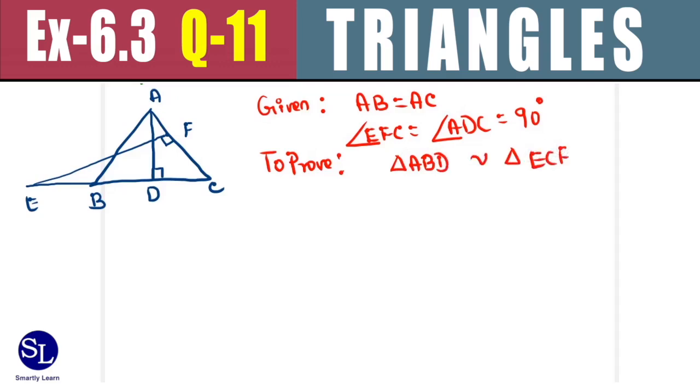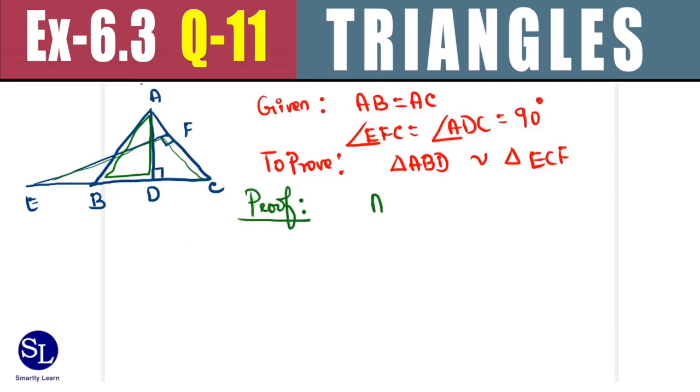Now let's have a good look at the two triangles. I'm talking about this triangle EFC and the triangle ABD. These two triangles are what we need to show as similar. So let's start writing the proof.